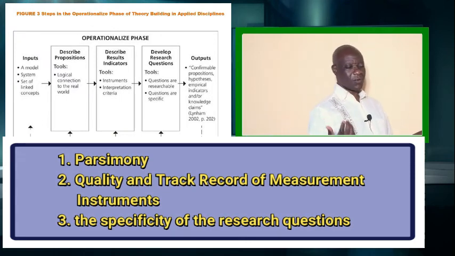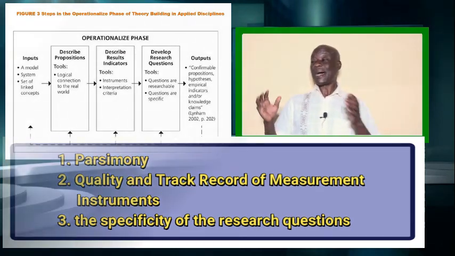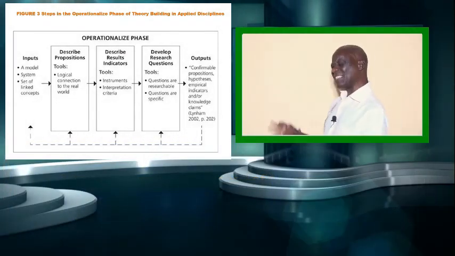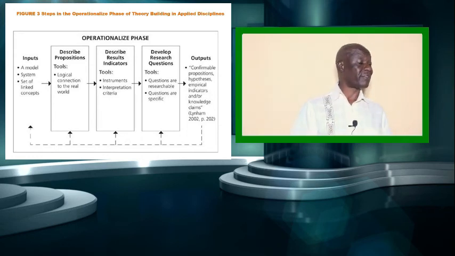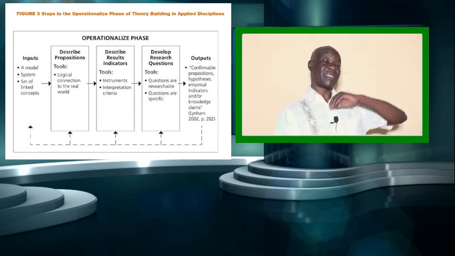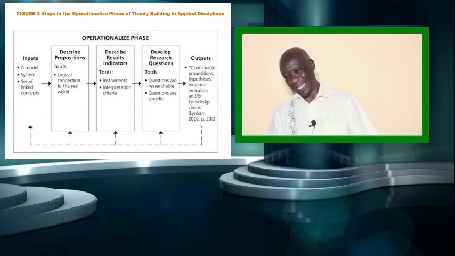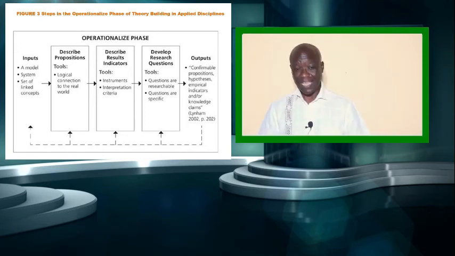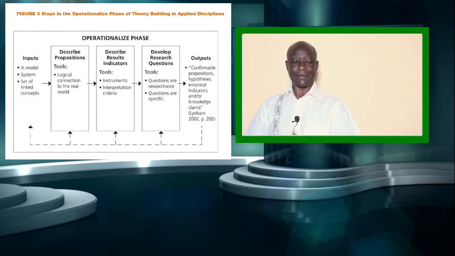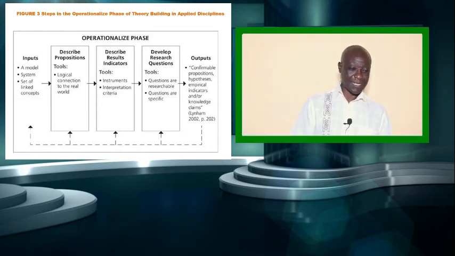So why don't we begin with parsimony so that we understand parsimony very well. Now, parsimony as we know it is a useful criterion in all of the theory building phases. In fact, as we saw in the conceptualization, we had parsimony, and in operationalization we have parsimony. As we go to the next level again, parsimony will come up, ladies and gentlemen.